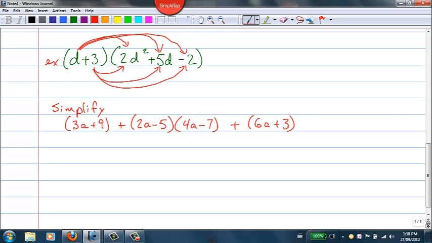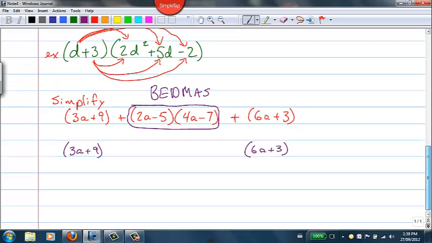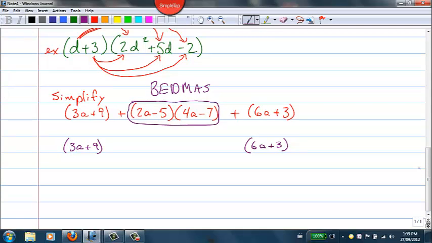Okay, there's nothing complicated here. We follow the BEDMAS process. Okay, we deal with anything that needs to be multiplied together first. And that's the 2a minus 5 and the 4a minus 7. Those are being multiplied. So the 3a plus 9 doesn't change, and the 6a plus 3 doesn't change. We're only dealing with the middle to start with.